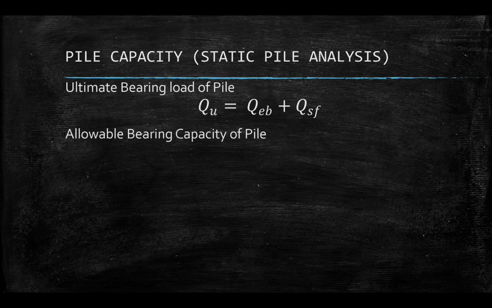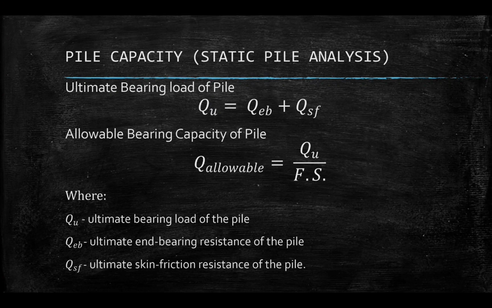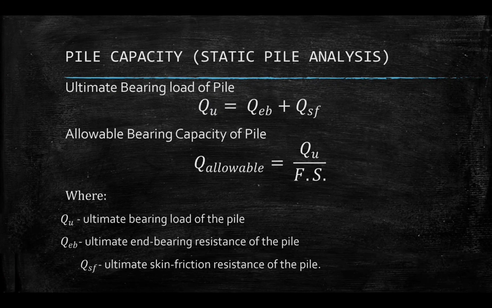So for the allowable bearing capacity of pile naman, simple lang ulit. We have the Q allowable is equal to QU over the factor of safety. Okay? So where the QU is the ultimate bearing load of the pile, QEB is the ultimate end bearing resistance of the pile, QSF is the ultimate skin friction resistance of the pile.